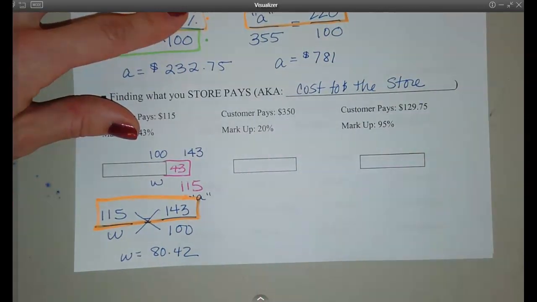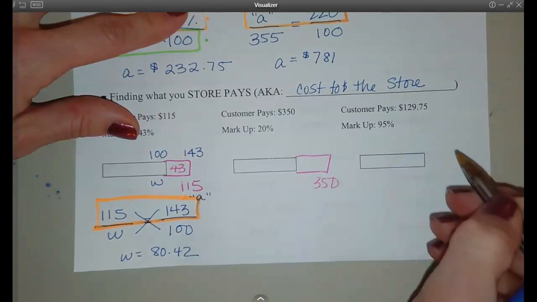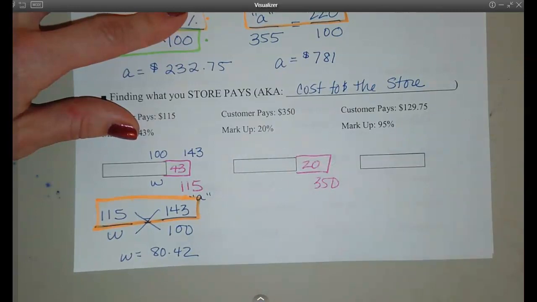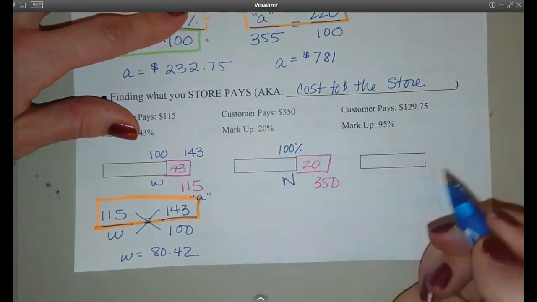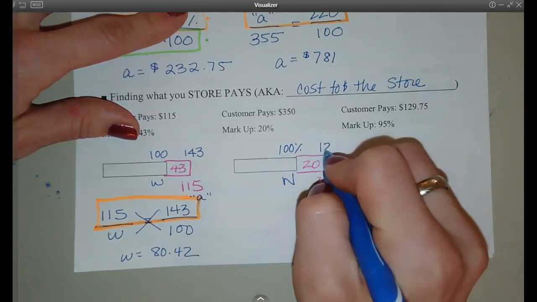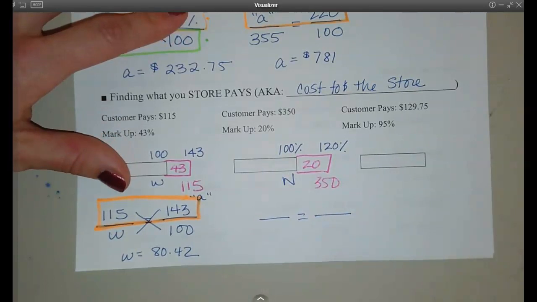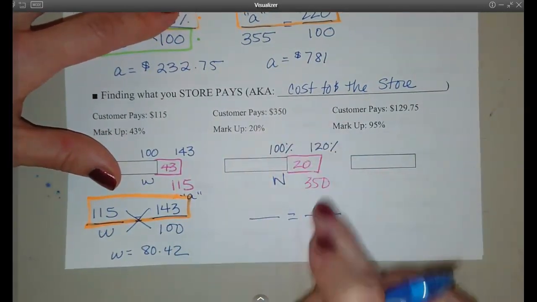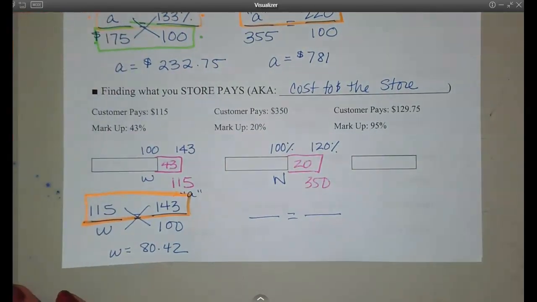Okay, let's do one more here. Customer pays $350. So I extend it here. They pay $350. That includes a 20% markup. So if I think back, here's what the store pays. That's 100%. If I add on another 20, I'm at 120%. And now I have the information I need for my proportion. So see if you can go from here, plug everything in where it goes, and finish this one. So I want you to pause it before you get the answer here.